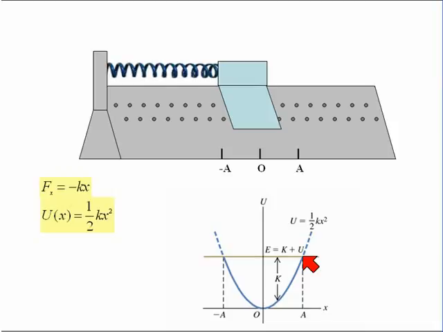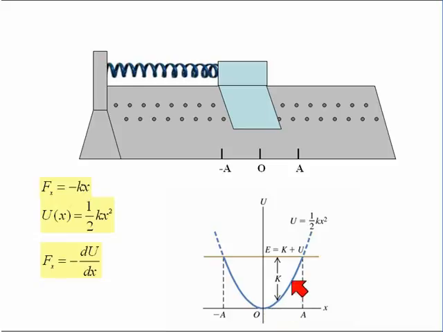At each point, the force Fx on the glider is given by minus dU by dx. In other words, the negative of the gradient of the graph at that point. So at x equals 0, the gradient of the graph is 0, so dU by dx is 0. Therefore, the force is equal to 0, so this is an equilibrium position.